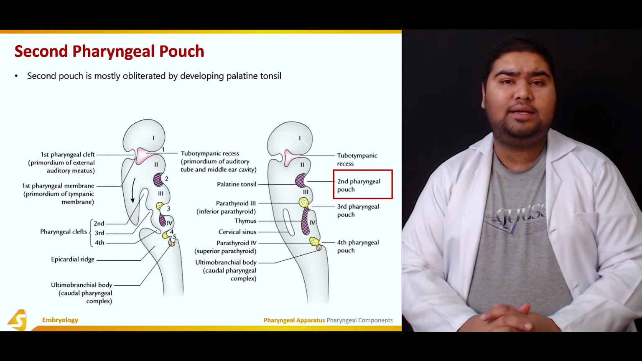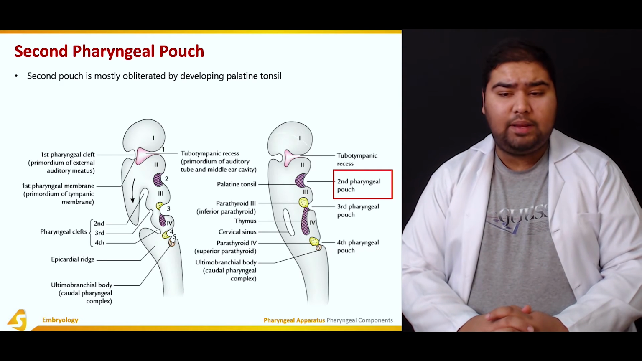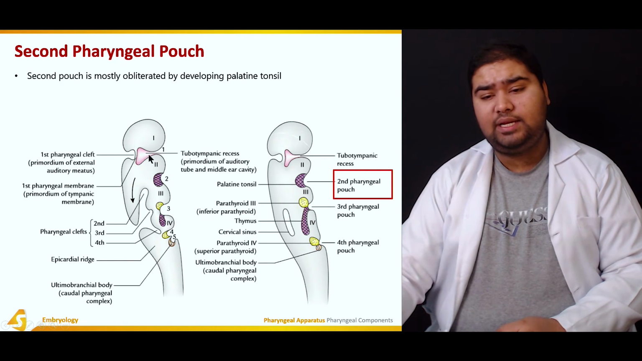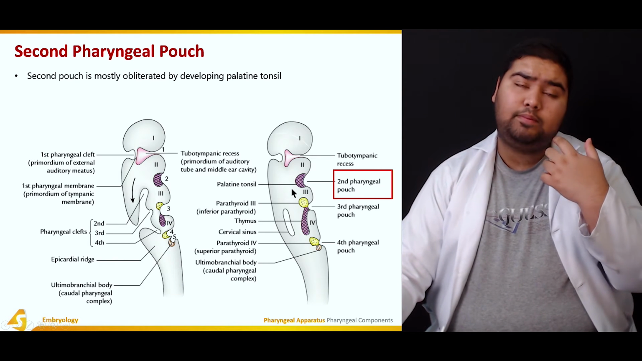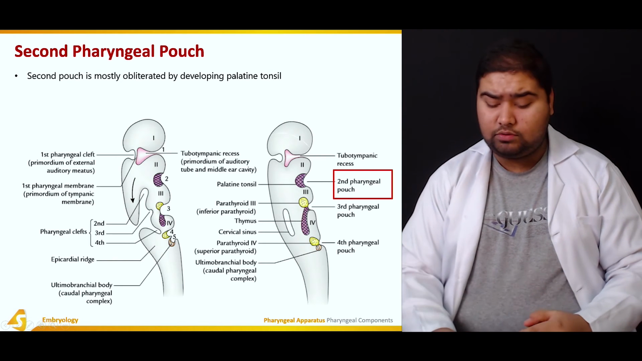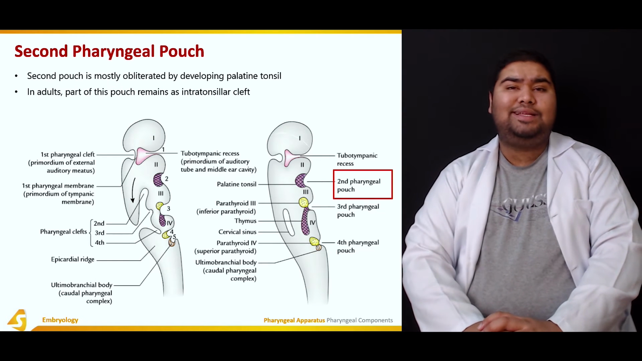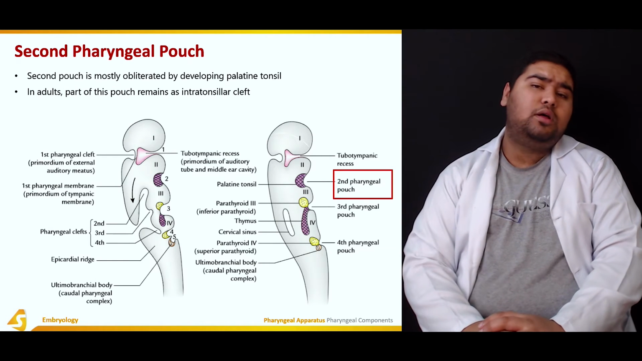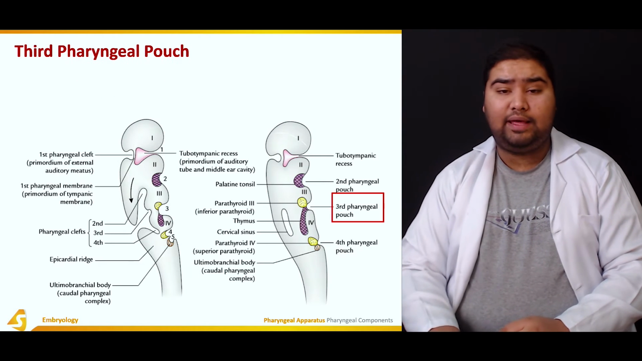Now the second pouch is mostly obliterated by the developing palatine tonsil. So the palatine tonsil is being developed in this area, as a result of which most of the components of the second pouch are obliterated. In adults, the only part of this pouch that remains is the intratonsillar cleft.